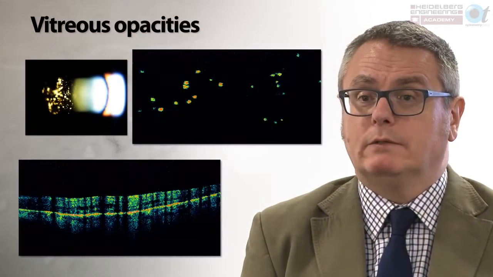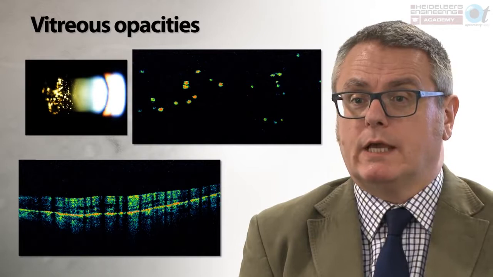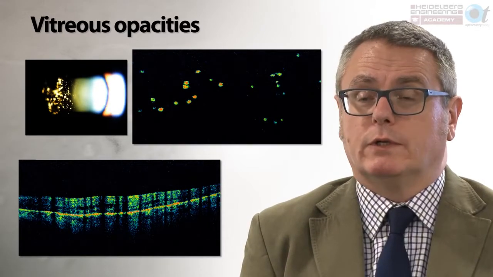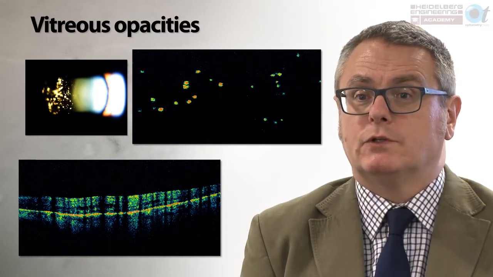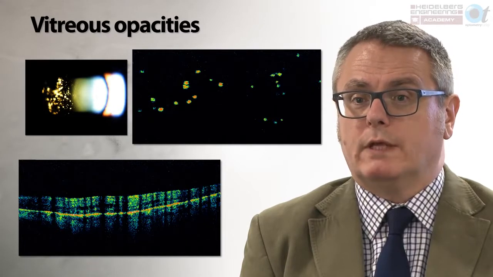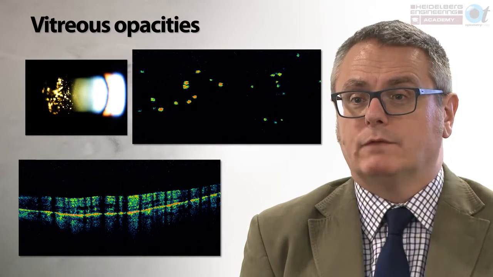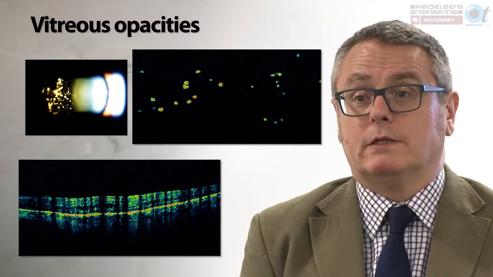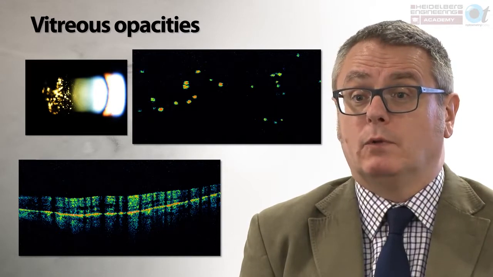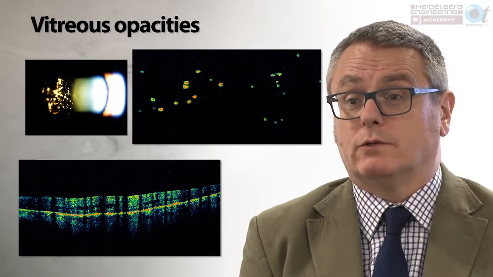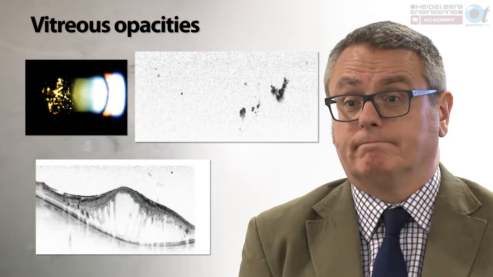What do I mean by shadowing? This is an old time domain OCT scan of a patient who's got asteroid hyalosis. The slit lamp image shows the asteroid bodies within the vitreous cavity, and these can be picked up on the OCT scan, but also cast profound shadows across the OCT cross-section.